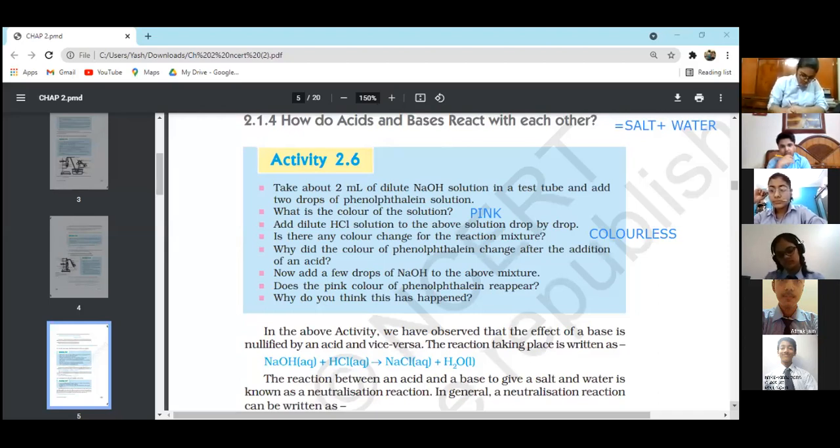So there was phenolphthalein. So come back to the question again. Our question was: does the pink color of phenolphthalein appear? Yes or no?